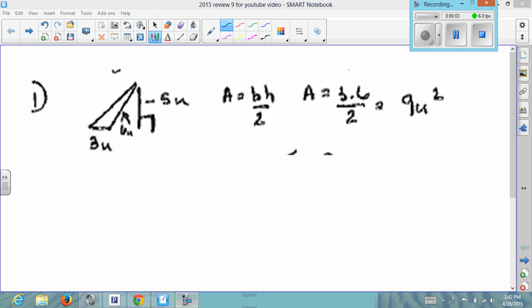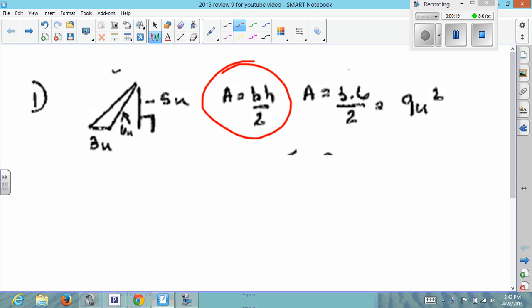Review number 9. Remember that all of these are wrong and you want to make sure that you do them correctly, and some of them need complete sentences. So the first question, this person has found the area of the triangle, and so they've written the formula correctly. Area does equal base times height divided by 2.